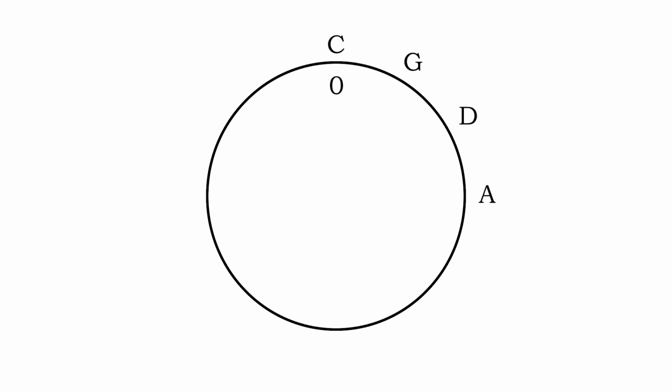C major has 0 sharps. G major has 1 sharp in the key signature. D has 2, and A has 3 sharps in the key signature. We keep going up fifths to E, which has 4 sharps, B has 5, and F sharp has 6 sharps.